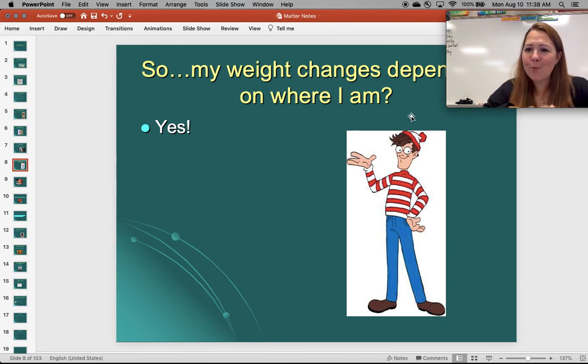So depending on where you are, I just said this, your weight is going to change. Your mass is always going to stay consistent. This is a technical difference between the two. However, I just wanted to make sure that you did know that they are technically different because they're going to get into that in physics.